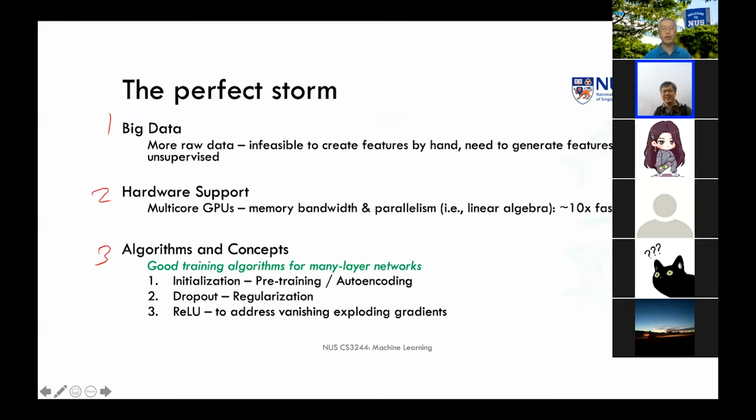And like we saw on the L1 and L2 regularizers, making sure they don't have big weights, right? Because big weights cause the matching function to fluctuate a lot. And then we get a lot of variance error, okay? And the third one is ReLU, right?